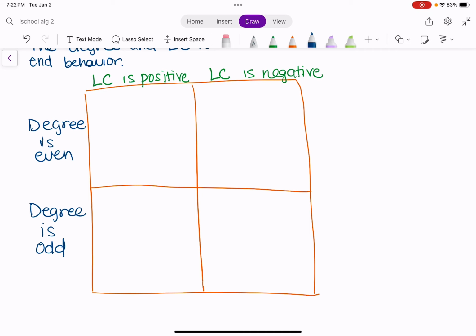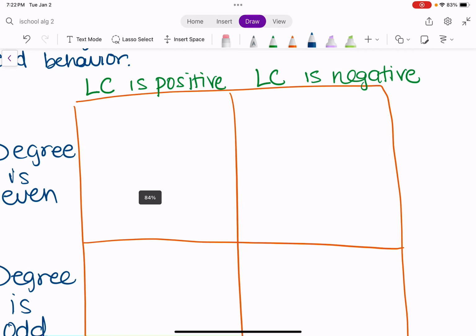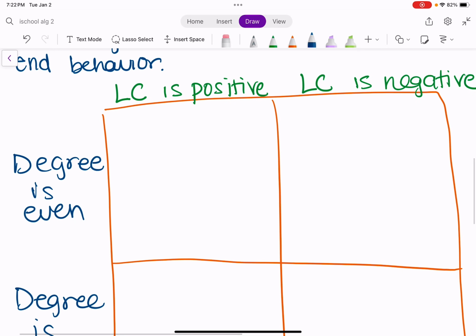Okay? So we're gonna go box by box and we're gonna write some notes. So let's first talk about when the leading coefficient is positive and the degree is even. An example of this could be 2x squared, right? Because the leading coefficient is a positive number, it's 2, and the degree, which is also 2, is even.